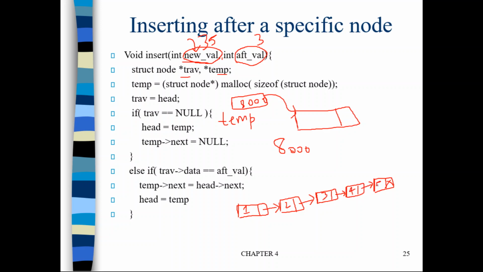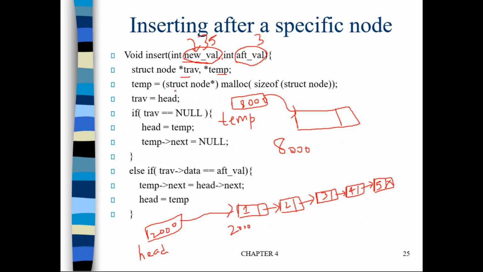Let us assume the starting address of the first node is 2000. So head will point to the first node. Head contains 2000. It means that head is pointing to the first node, right? So all these are already there. Okay, fine. With this knowledge, let us go through.